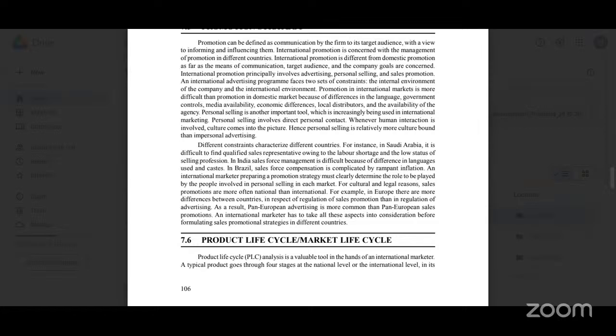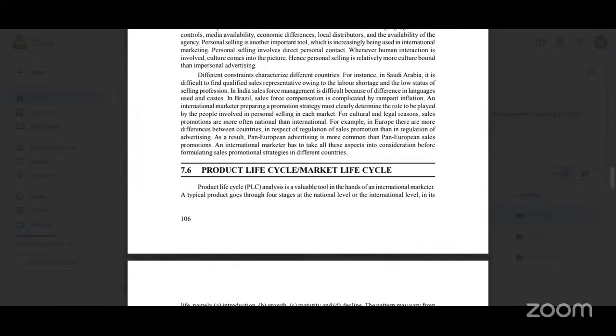So different constraints characterize different countries. For example, in Saudi Arabia, it is difficult to find qualified sales representatives owing to the labor shortage and the low status attached to the selling profession. However, in India, sales force management is difficult because of differences in languages used, the caste and creed system, the regional bifurcations, etc. Brazil has its own complication because sales force compensation is complicated by rampant inflation. So factors like these will make a difference when we are considering promotion as a strategy in different markets.